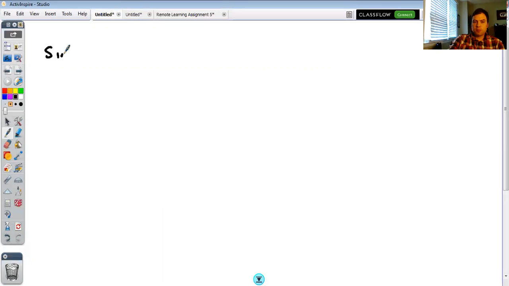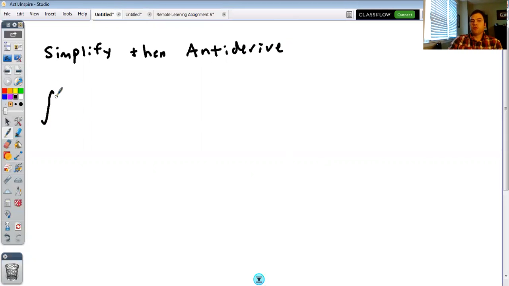Let's call this simplify, then anti-derive. We're going to look at 2 problems. For your first problem, let's say you have to anti-derive something that looks like this. In order to do this problem, we can simply FOIL it out and then anti-derive the terms from there. So that's the simplify step.